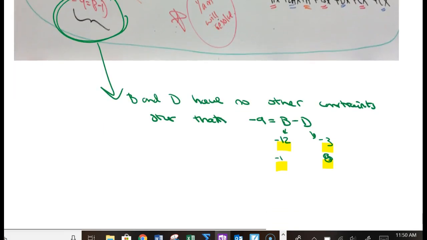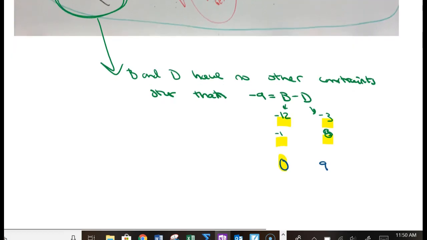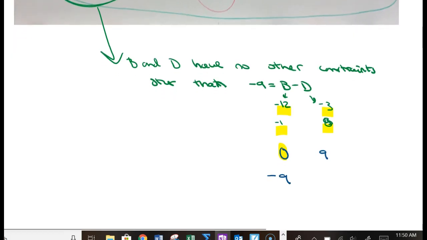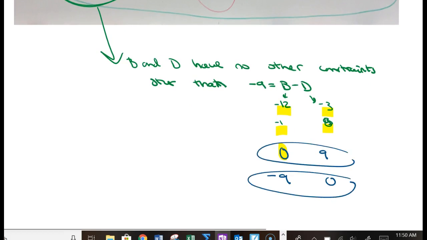Now, knowing that B and D could be any value, what is the easiest possibility? Well, the easiest is for one of them to be 0. So if B is 0, then D is going to equal 9. That's one possibility. The other possibility is for B to equal -9 and D could equal 0. When you have a choice of 0, these are the two easiest, right?